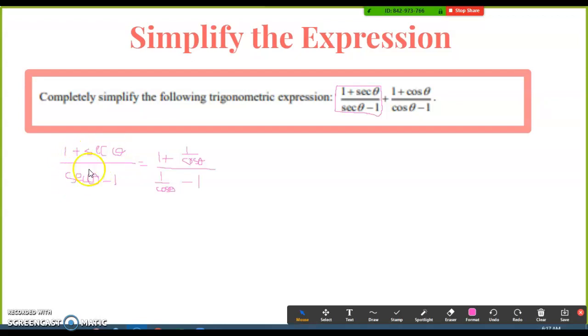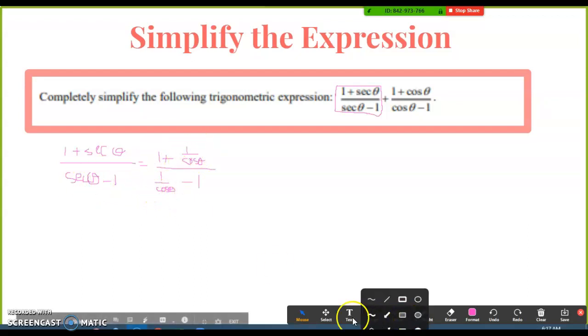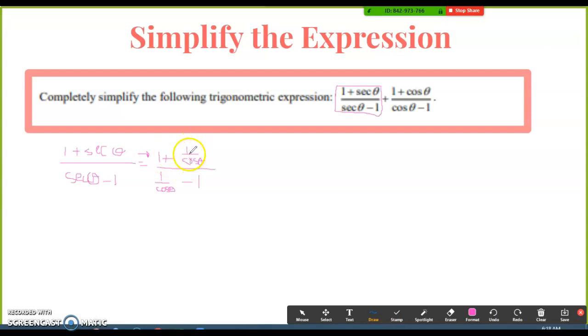Now, what I did is I looked at the secant of thetas, and I know secant of theta is just 1 over cosine of theta. So I substituted 1 over cosine of theta for both of those secants of thetas from top to bottom. Now, notice up at the top, we have a 1, and they want us to add it to this fraction, 1 over cosine of theta. In the bottom, the denominator, we have two fractions now. They want us to subtract 1 from this fraction, 1 over cosine of theta.